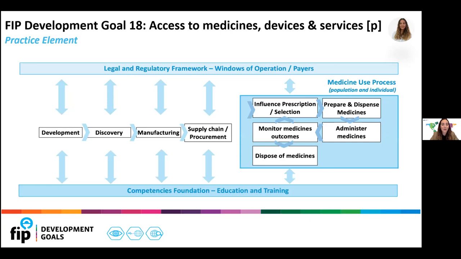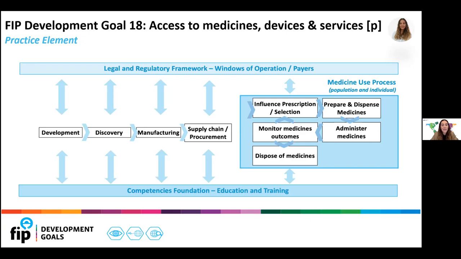So in terms of the practice element, like I said, we work on the entire supply chain when we are talking about practice. So we are talking about those pharmacists that are working in the pharmaceutical industry, so in the development, discovery, manufacturing, and supply chain and procurement. In the Board of Pharmaceutical Practice, as in the case for the Board of Pharmaceutical Sciences, we also have groups of pharmacists that represent a certain, in the case of BPP, a certain area of practice. So we have an industrial pharmacy section where most pharmacists that are involved in the industry are represented, and those pharmacists typically and historically develop their activity in the development, discovery, and manufacturing.